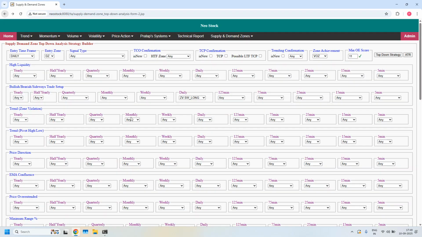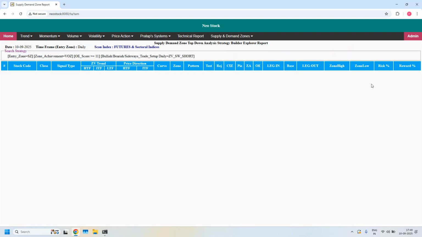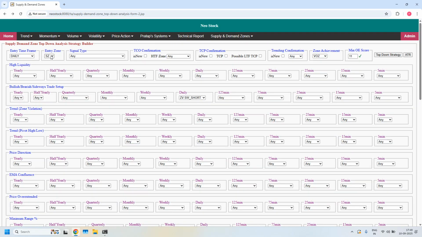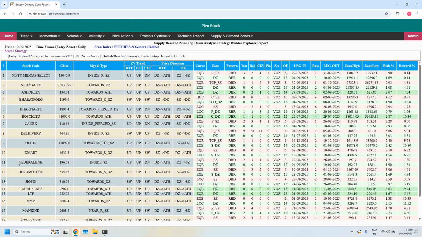Okay, next sideways short trade setup. The changes are daily supply zone, and here sideways short. We don't have any zones. Next, bullish trade setup for monthly income trade, daily demand zone, bullish, and minimum odd and hands score 12. First 17 stocks in the list support bullish trade setup for monthly income trade, and all the entry time frame zones are daily demand zones.